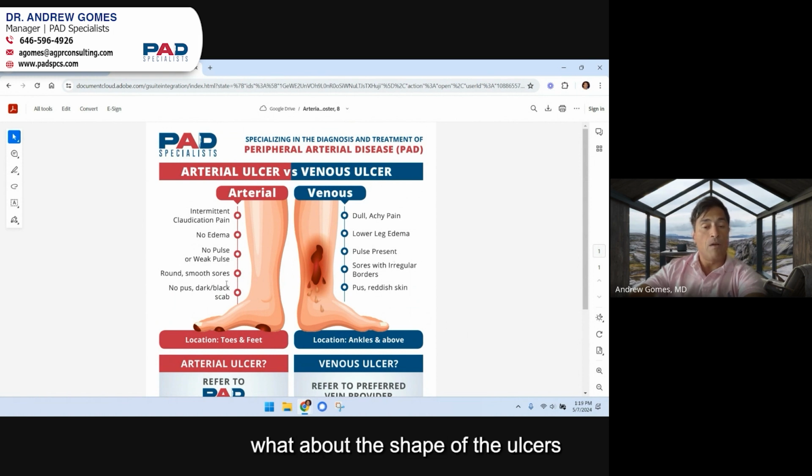What about the shape of the ulcers or the sores themselves? With arterial, they tend to be kind of well-defined, punched out holes, round, smooth sores. And with venous, they tend to be sores with irregular, kind of craggly borders, like this image here.